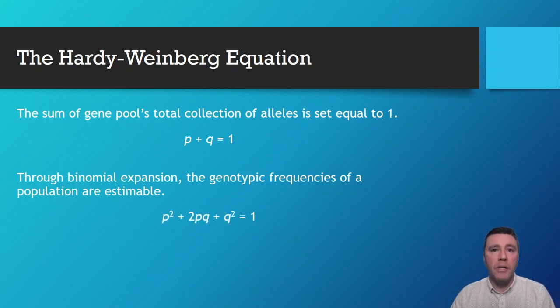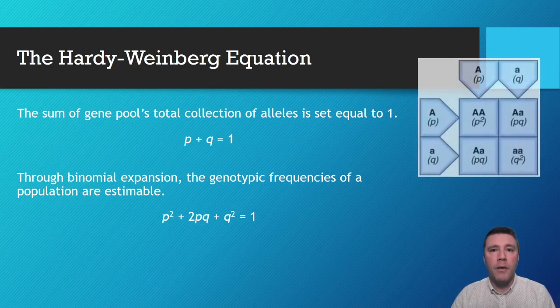p squared plus 2pq plus q squared equals 1. A Punnett square helps to graphically illustrate the relationship between allele frequency and genotype frequency. The individuals with 2 dominant alleles, p squared, are homozygous dominant. The individuals that are heterozygous, 2pq, have 1 of each allele. And q squared represents those possessing 2 recessive alleles.